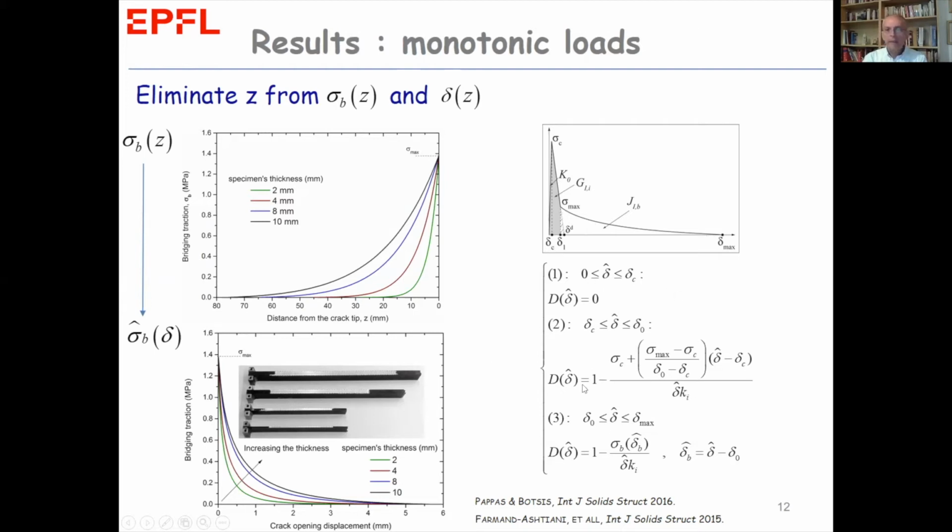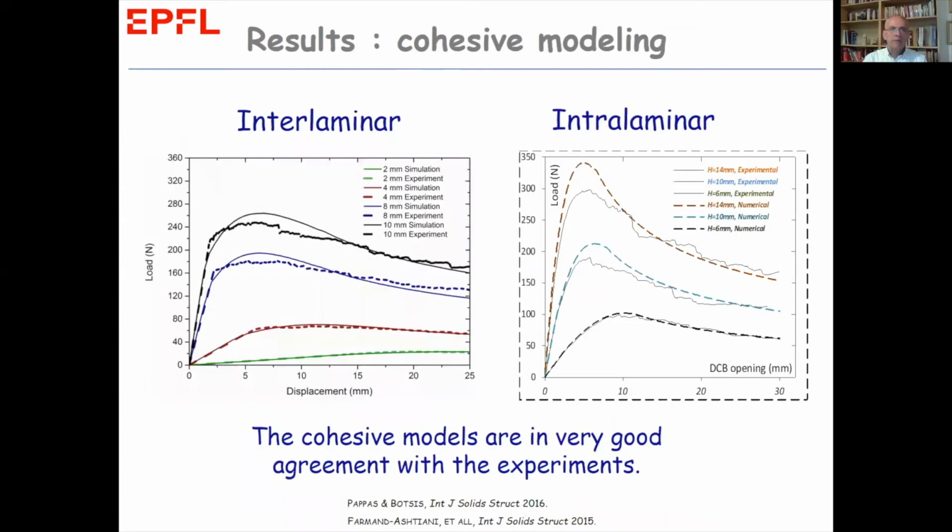Now we can express this behavior with necessary relationships and implement them in a cohesive zone model to predict load displacement curves that are shown here for interlaminar 4 thicknesses and intralaminar 3 thicknesses, 6, 10, and 14. Here again, we go from 2 to 10. So clearly, the cohesive models are in very good agreement with the experiments.